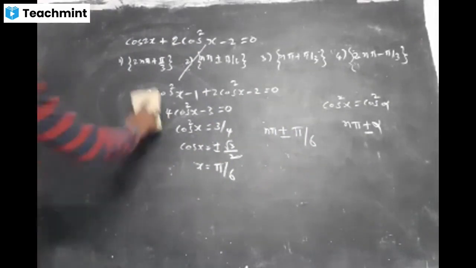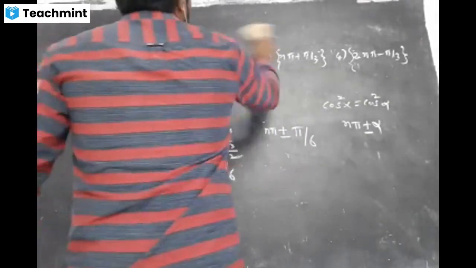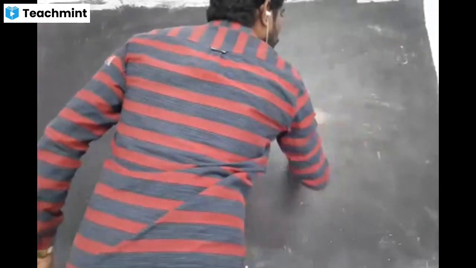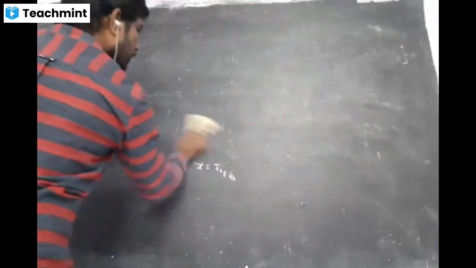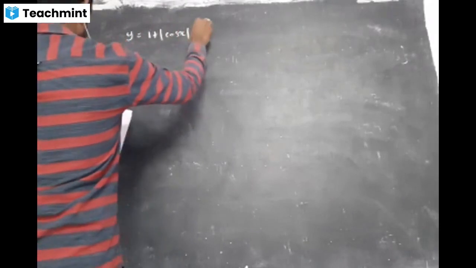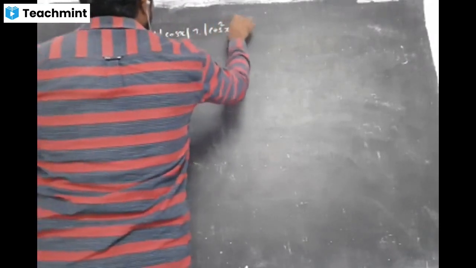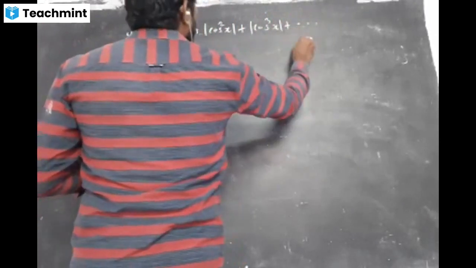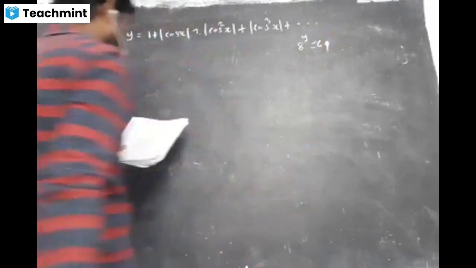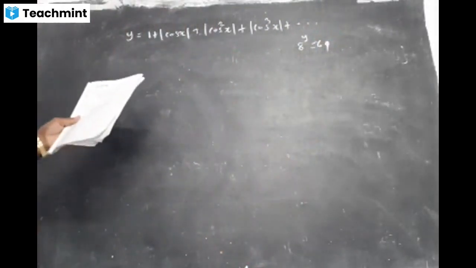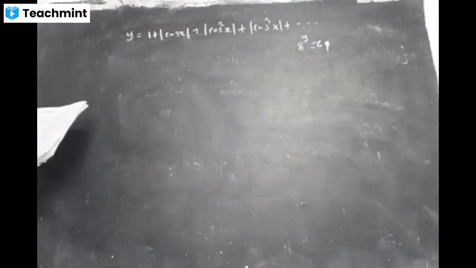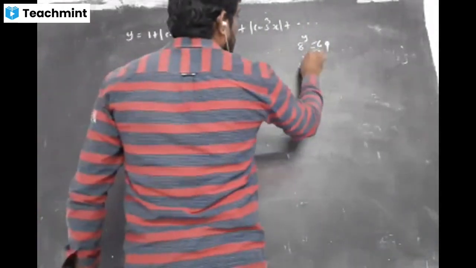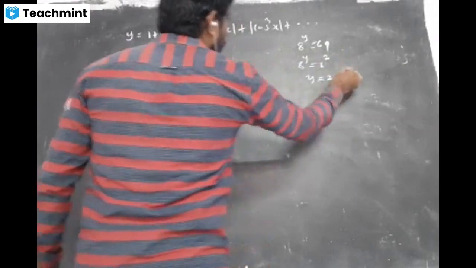And next and last question in trigonometric equations. Y is equal to 1 plus mod cos x plus mod cos square x plus mod cos cube x plus and so on, and 8 power of y is equal to 64. Find the number of solutions. So 8 power of y is equal to 8 square, that means y is equal to 2.